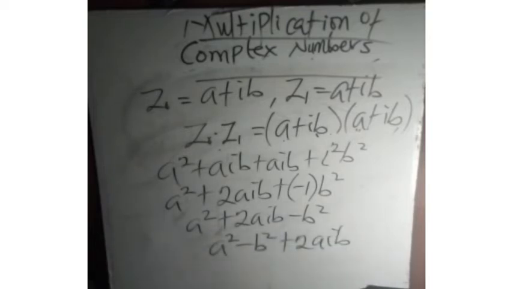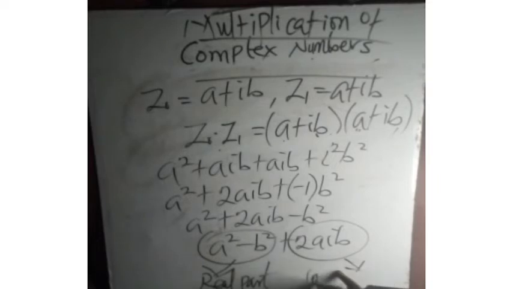You can then agree with me that I have arrived at my final conclusion, because at this point I have this to be the real part and this to be the imaginary part. A complex number is defined as a number that has a real part and an imaginary part. So this is the real part and this is the imaginary part.